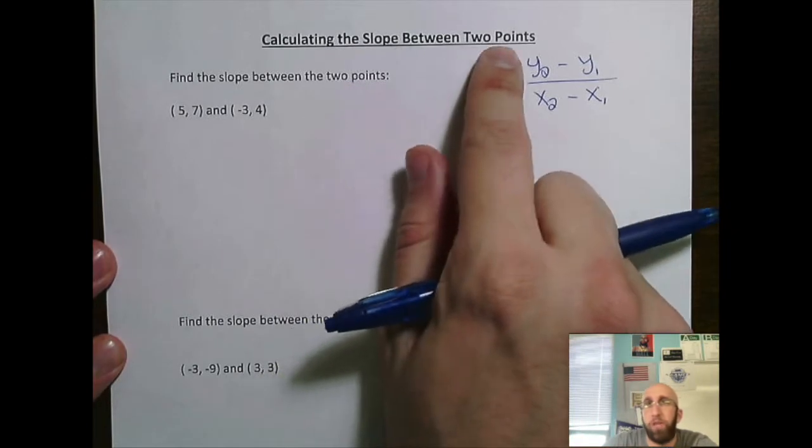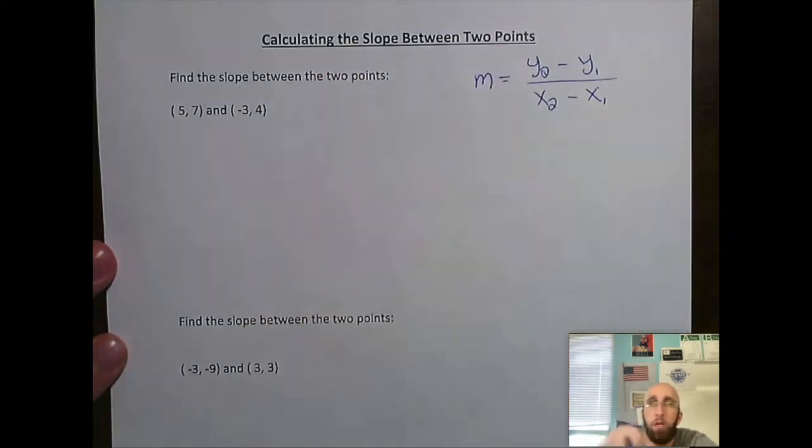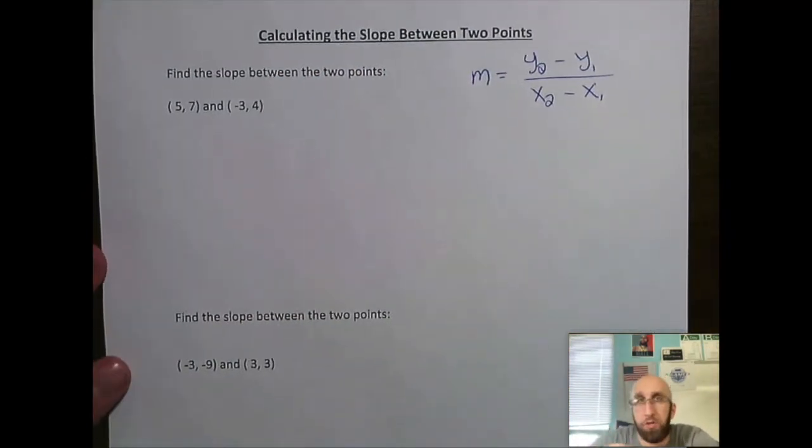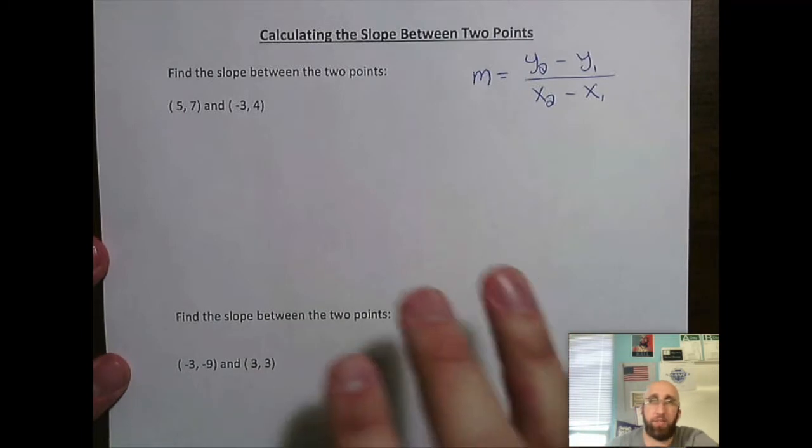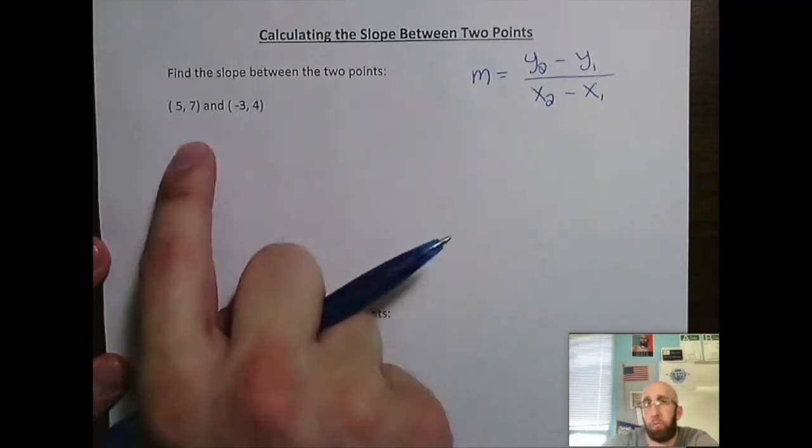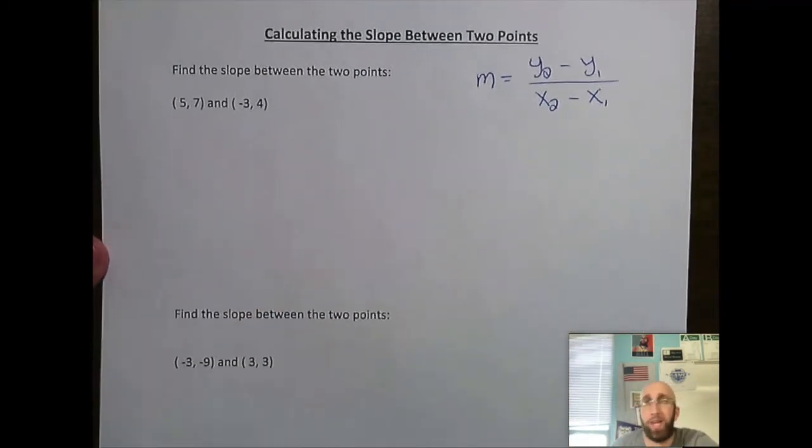Calculating the slope between 2 points. So if we're given information about 2 points on a line and we want to know the slope, and we have no visual way of seeing it, so maybe we don't have a graph to count the rise over run, there is a way to calculate the slope between 2 points.